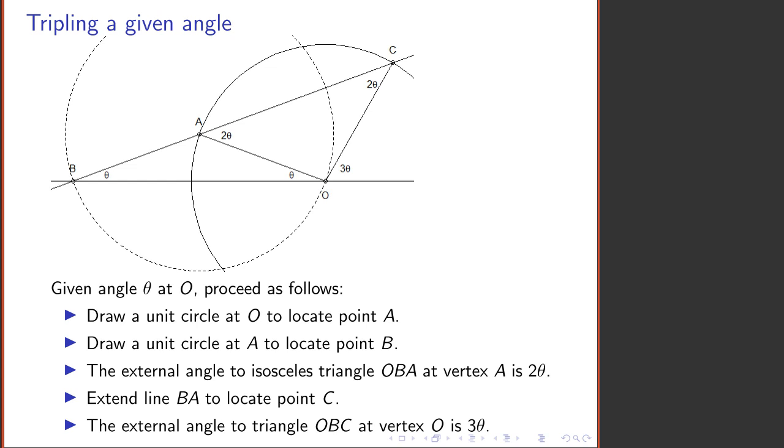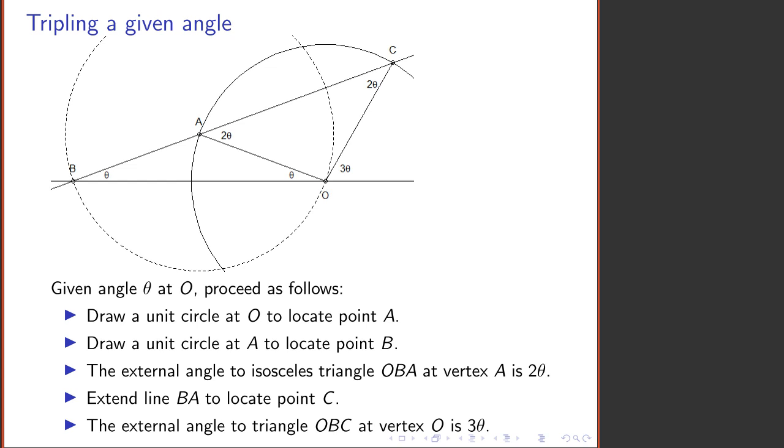So let's start with the first of these and consider how we would triple a given angle. Here's the angle between two lines at O. And here's what I do. I set my compass to have radius 1. I draw a unit circle at O, and it intersects this arm of the angle that specifies point A. Then I draw another circle of radius 1, see where it intersects the horizontal line from O, the other arm of the angle, and that locates point B for me.